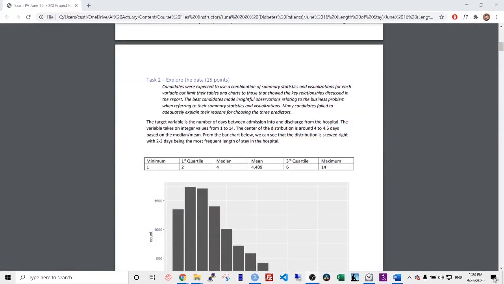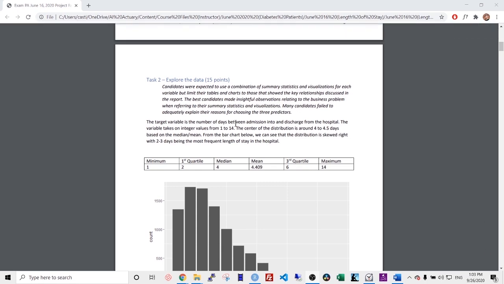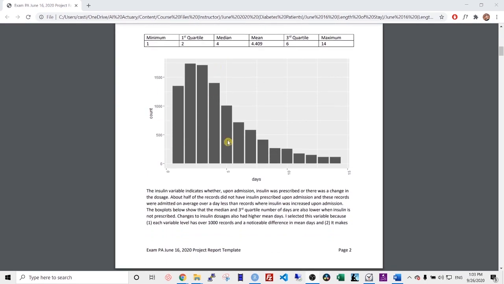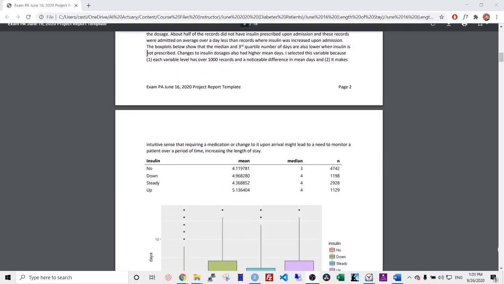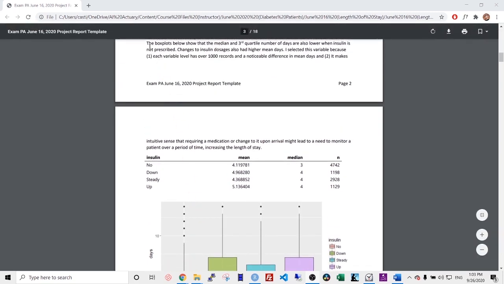Task 2 asks you to provide a number of visual and statistical explorations. Many candidates failed to adequately explain their reasons for choosing the 3 predictors. In your report, it's important that you include enough words in your document. For instance, when you create a graph, such as a histogram, be sure to actually describe the different points on the graph. Or if you use a box plot, such as below, notice how their commentary describes the box plots below show that the median and third quartile number of days, etc.